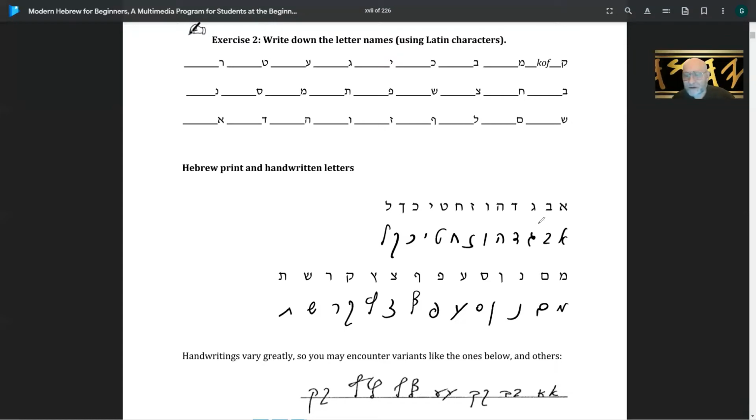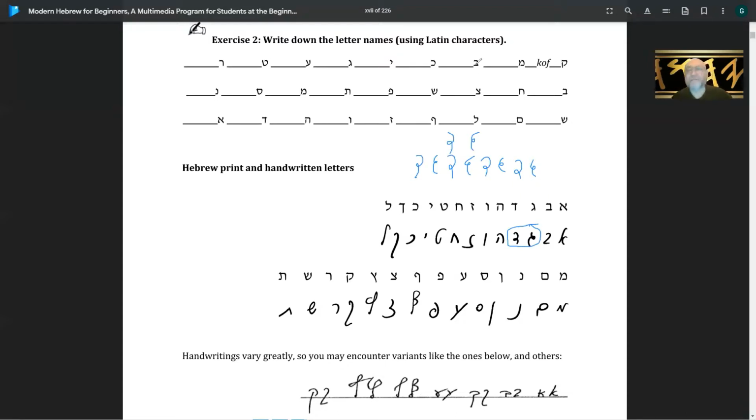Okay, so the Gimel looks like a little pigtail. Gimel and Dalet. Gimel, Dalet. The Gimel is kind of going from left to right, and the Dalet comes from right to left.